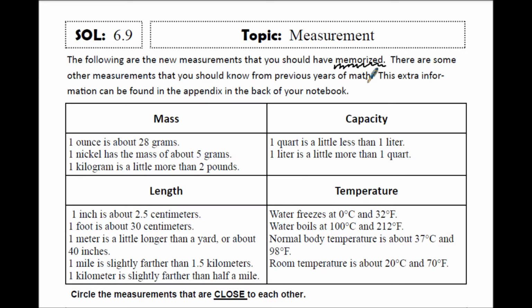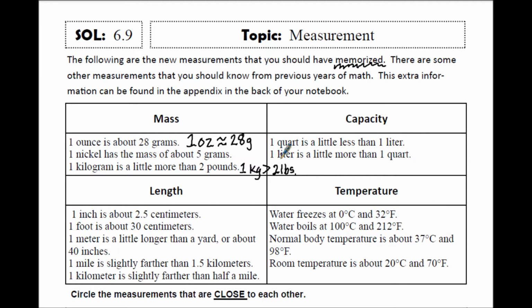The following are new measurements that you should have memorized, and there are other measurements that you should know from previous years of math, and there's more information in the appendix in the back of your notebook. 1 ounce is about equal to 28 grams, and these are the abbreviations. So we have 1 ounce and 28 grams, and those are really small because a nickel is about 5 grams. So think about a small nickel, and that's 5 grams, and it's not even an ounce yet, though. A kilogram is a little more than 2 pounds. So a kilogram is about equal to 2 pounds, but it's a little bit more than 2 pounds.